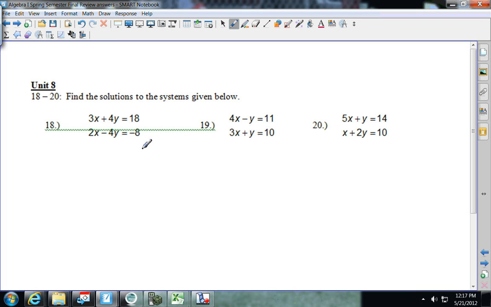All right, on the first one, I'm going to draw a line right here. We're going to put together these x's. I see 3x and 2x, which gives me 5x. The y's cancel out. We have 4y minus 4y. That goes away. Equals 18 minus 8, which is 10. You're going to then divide by 5, and you get x equals 2.